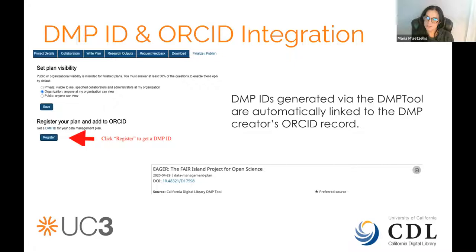One other integration I wanted to mention that we did was integrating with ORCID. This is where a user in the DMP tool, when they generate a DMP ID, it's automatically linked to that creator's ORCID record. So this was important because it facilitates credit for a good DMP. You can publicize and advertise your excellent research data management practices. It also improves transparency in the research process. So people can state what work they're working on, what their expected outputs are, and what their data management plan practices are as well.